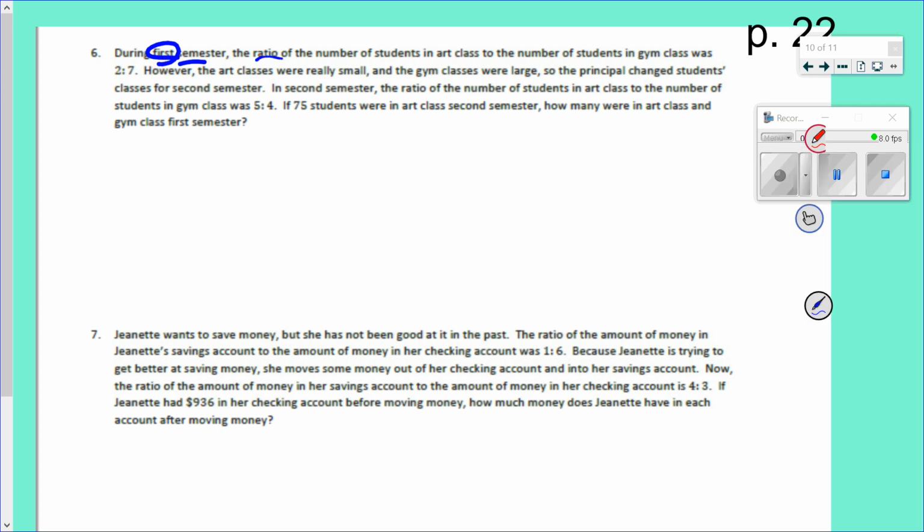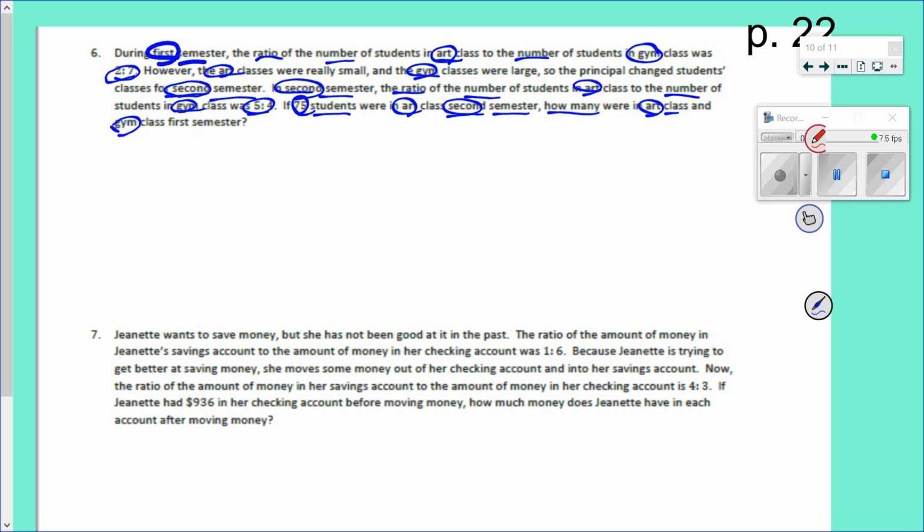During the first semester, the ratio of the number of students in art class to the number of students in gym class was 2-7. However, the art classes were really small and the gym classes were large, so the principal changed student classes for second semester. In second semester, the ratio of the number of students in art class to the number of students in gym class was 5-4. If 75 students were in art class second semester, how many were in art class and gym class first semester? So we actually have a double question here that we need to answer.